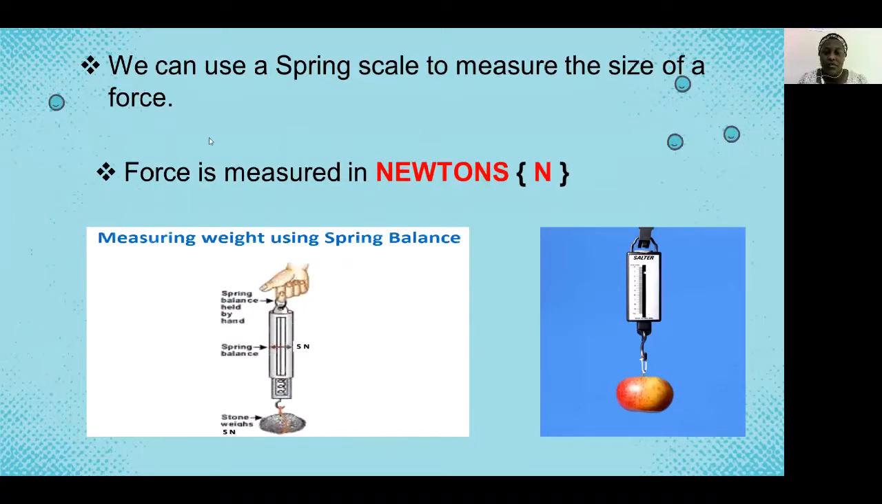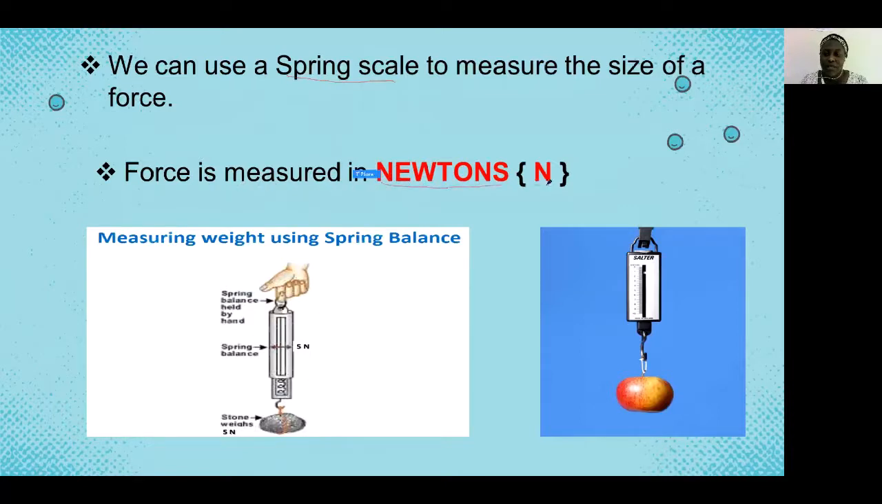Next, what do we call a machine that is used to measure force? And force is measured in which units? Like when we talk about centimeters, kilometers, and meters. But how do we measure force and which units do we use? Force is measured by use of what we call a spring scale. A spring scale is a machine used to measure the size of a force. And force is measured in newtons.